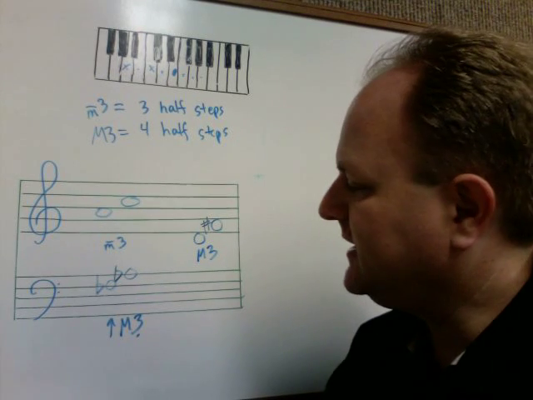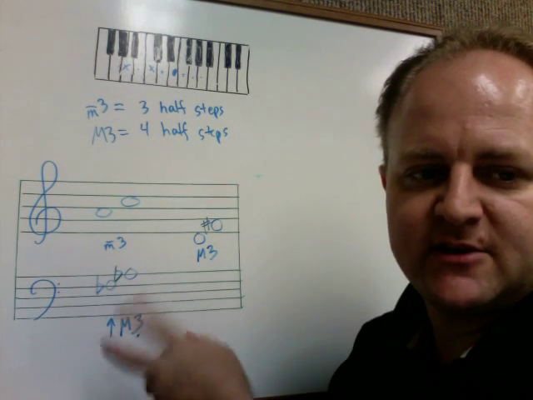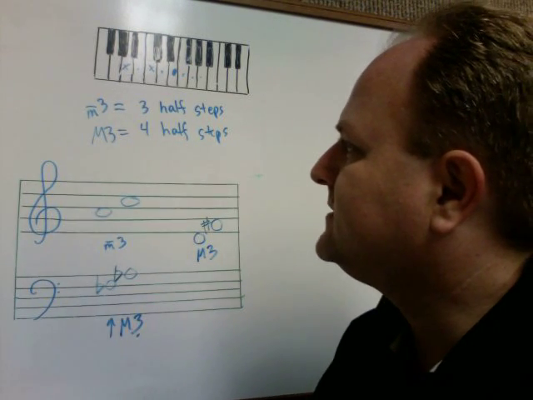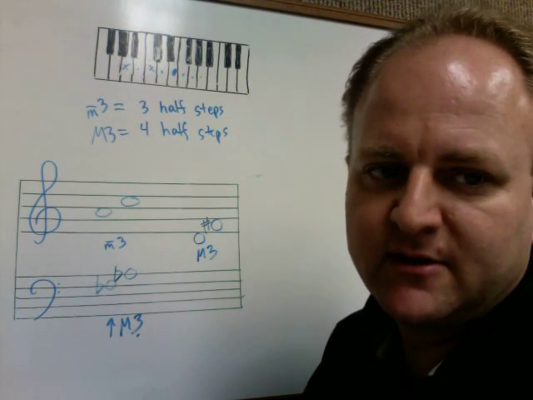So make sure you're writing it as a third, line, line, or space, space. That's always some kind of third. And then minor third equals 3 half steps, major third equals 4 half steps. Use the piano keyboard.